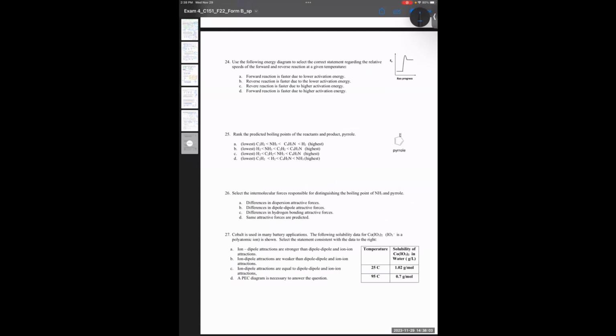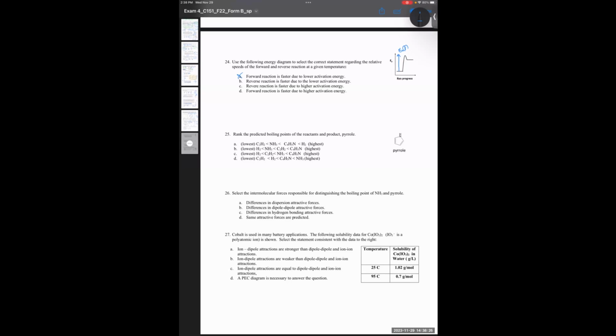And use the following energy diagram to select the correct statement regarding the relative speeds of the forward and reverse reactions at a given temperature. The forward reaction is slower than the reverse reaction based on the activation energy, because you have a higher activation energy barrier for the forward reaction. Forward reaction fast? Nope.